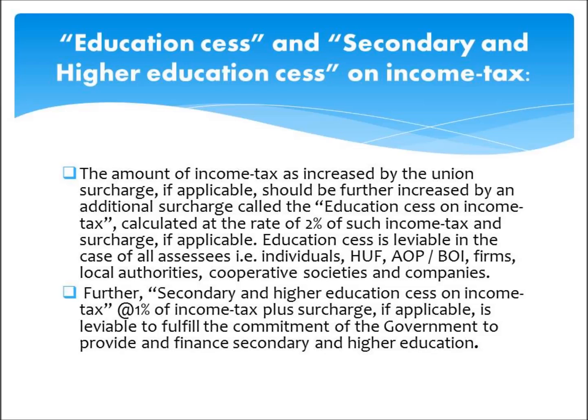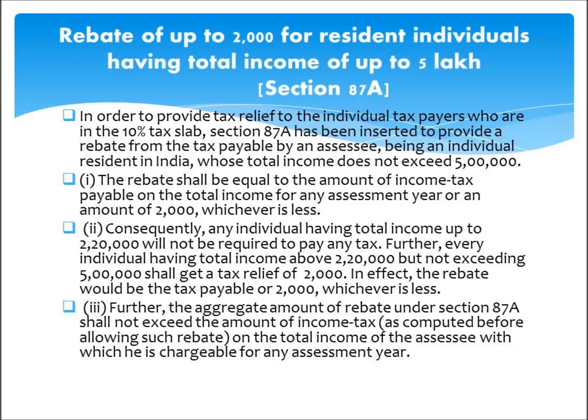Now comes the rebate of up to 2000 for resident individuals having total income of up to 5 lakhs. So after discussing the various taxes applicable, the government has also thought of providing rebate to the taxpayers. This is one section introduced recently in our Income Tax Act through section 87A. A rebate of rupees 2000 is awarded to the taxpayers falling under the tax slabs of 2,50,000 to 5 lakhs.